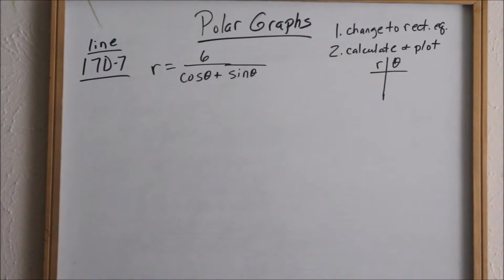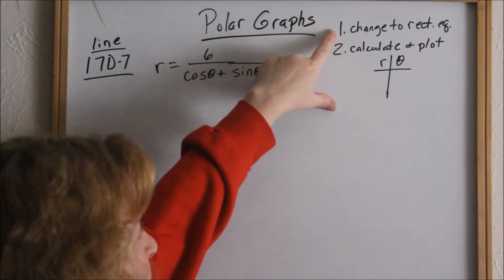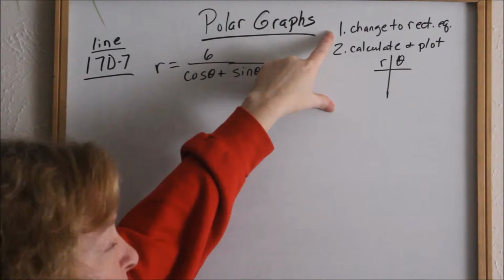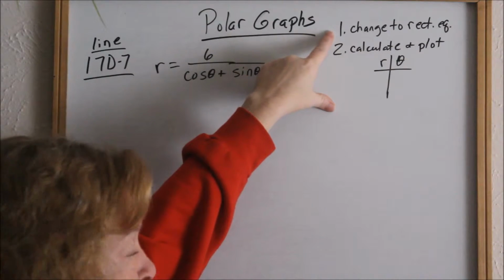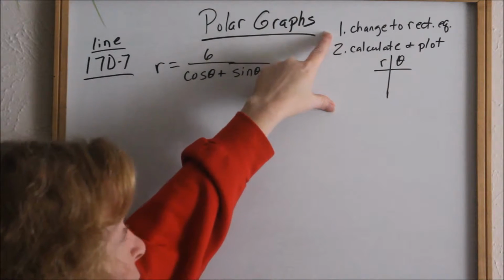There are two different ways you can tackle these polar equations to graph them. Either one, you can change them into a rectangular equation and then graph it if you recognize it's a line, it's a circle, it's a parabola. Some of these aren't any of those. Some of these are just special shapes.